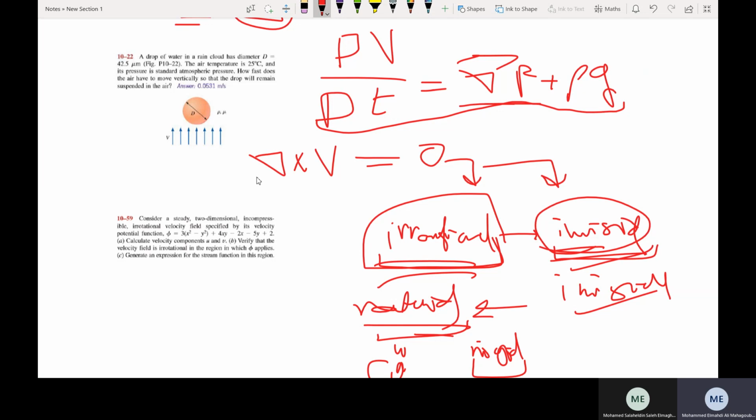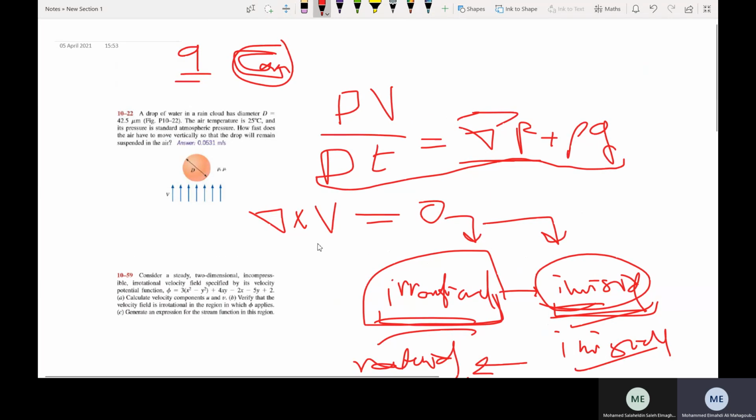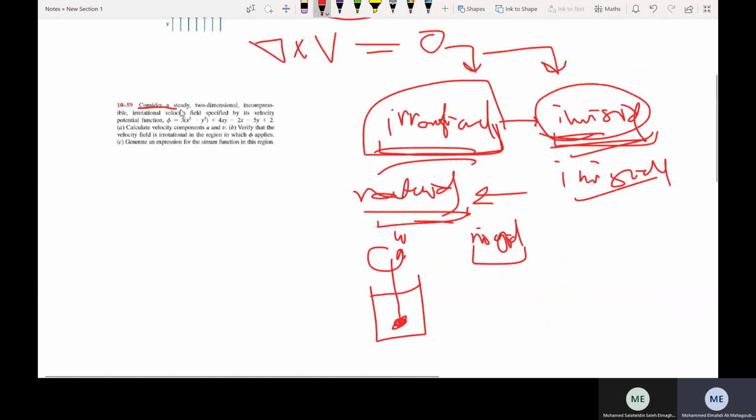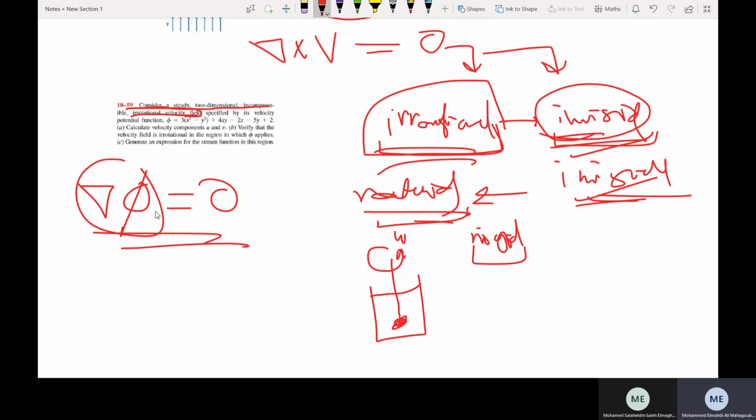Okay. So the problem that we have here, now we need to consider a steady two-dimensional incompressible irrotational velocity field. An irrotational velocity field means this velocity field is inviscid, and for inviscid flow we have something called the velocity potential that is defined for inviscid flows. And the equation for the velocity potential, this is it. So now we can compute each one of the velocity components.